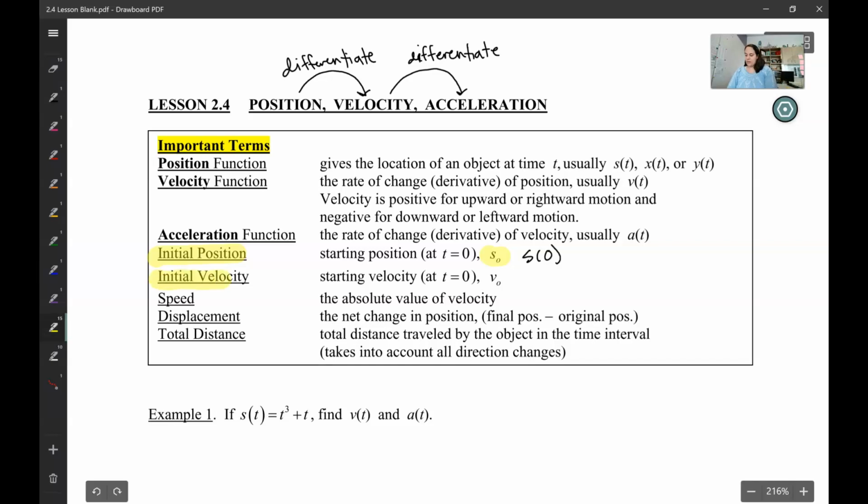Okay, then we have initial velocity, that would be V of 0, so plug 0 into your velocity equation. You have speed, which is the absolute value of velocity. You have displacement, which is the final position minus the original position. And then we have distance, which is the total distance traveled, and here's the key, all direction changes must be accounted for. So there's our vocabulary for today.